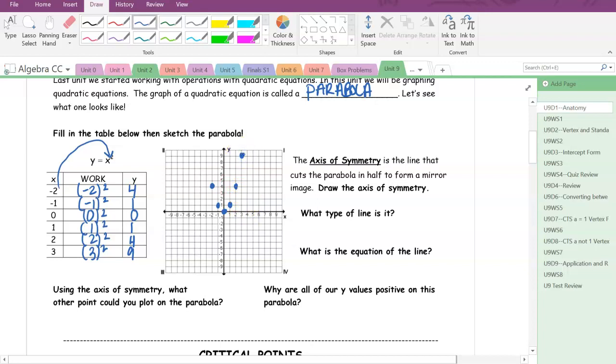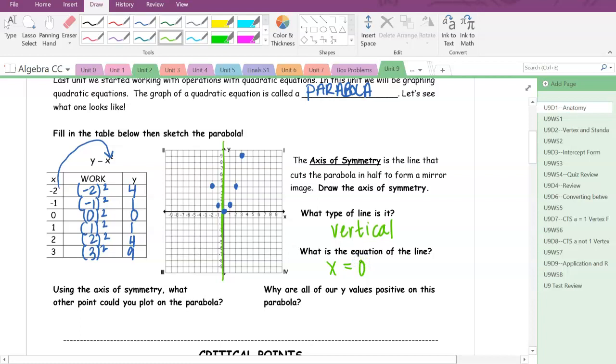All right, now this is called a parabola, and we have something called the axis of symmetry. It's the line that cuts the parabola in half to form a mirror image. So we're going to draw that axis of symmetry. It's actually right here along the y-axis. Our axis of symmetry for this type of parabola is always going to be a vertical line. And because it's a vertical line, it's going to have the equation of x equals, and we can see that we're at the number 0.